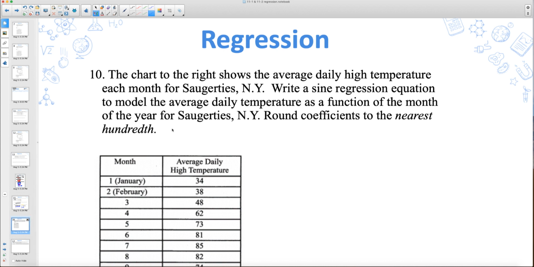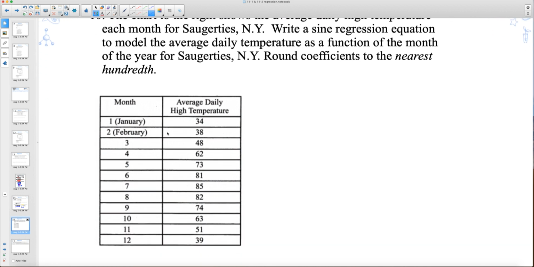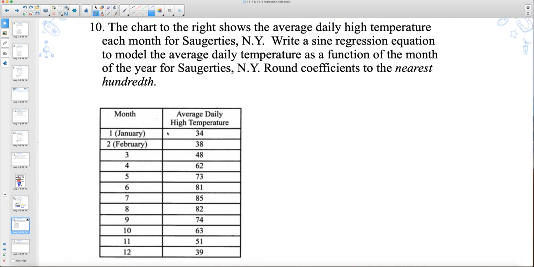Okay, so moving on, we have this chart to the right, shows the average daily temperature each month in Socrates, I think that's how you pronounce it, New York. Write a sine regression equation to model the average daily temperature. Okay, so it's asking us to write a sine regression, so we're looking at trig here. This would be a trigonometric regression.